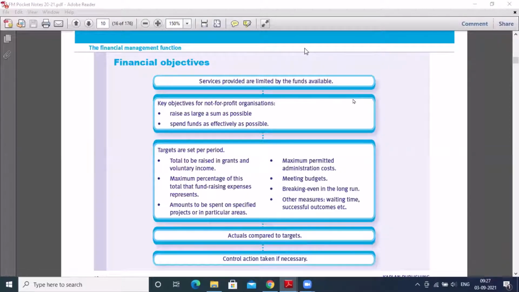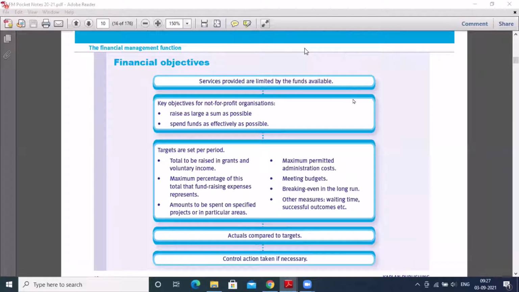There should not be any significant variance between the actual expense incurred and the budgeted value. So they always try to minimize the variance between the standard and the actual. And the next one is break even in the long run. Of course, initially break even may not be possible. Break even in the sense the funds collected and the expenses should be equal in the long run.